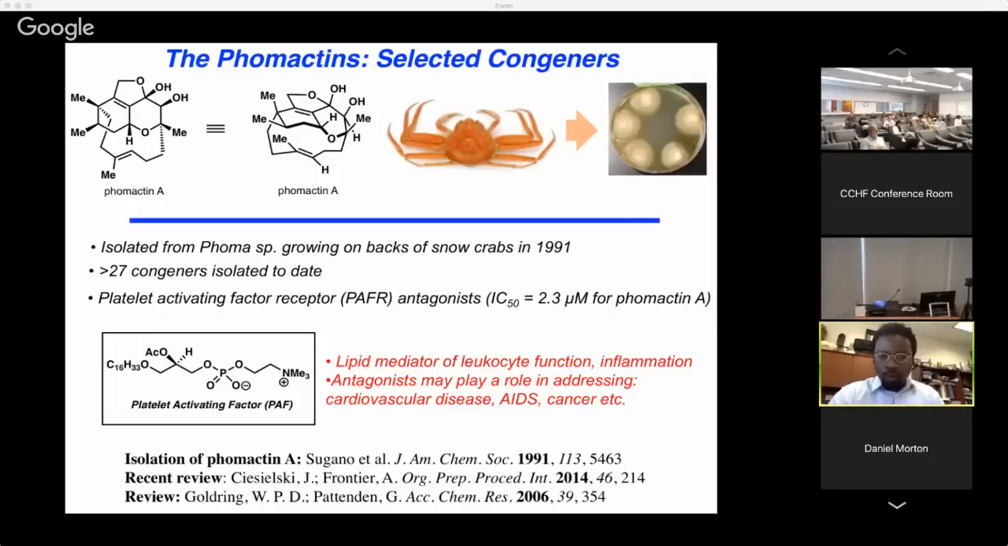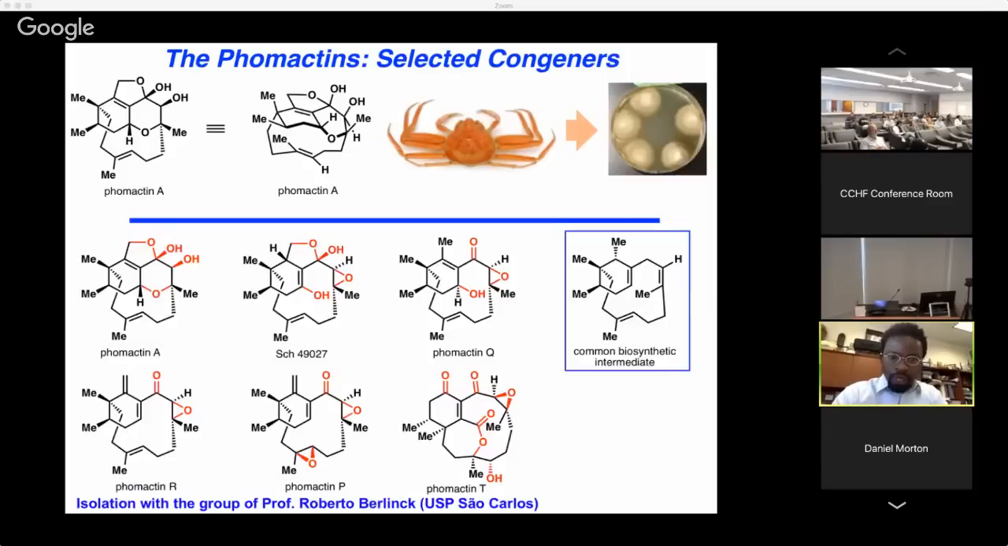And that, of course, has a lot of implications in terms of thinking about diseases that have to do with inflammation, such as cardiovascular disease, cancer, and so forth. And so we were interested in the synthesis of these molecules, first, obviously, to address the challenge of their complexity and how one can address that with a chemical synthesis, but ultimately with an eye toward also bringing perhaps some insight into the function of these molecules.